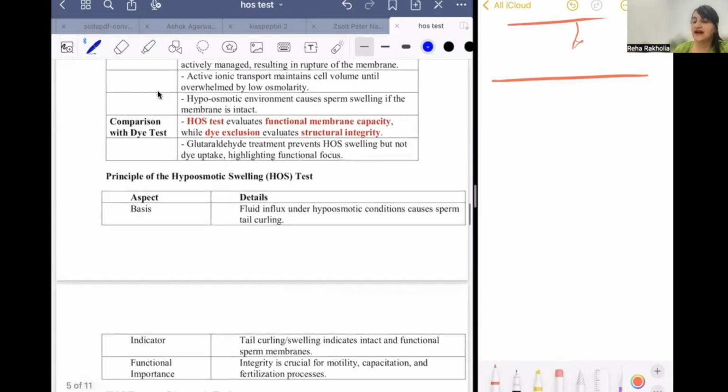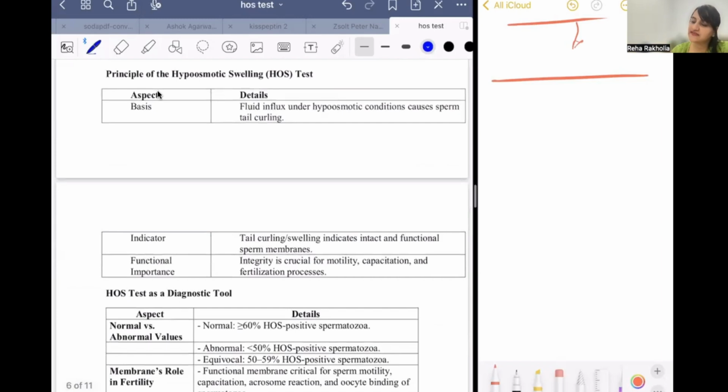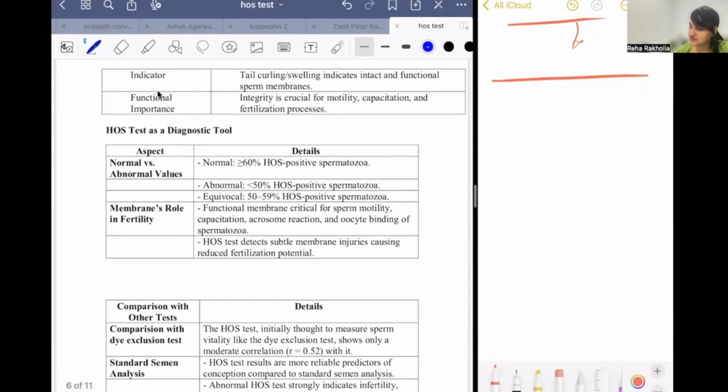Now, comparison with the dye test: the HOS test is for functional capacity and the dye test is for structural integrity. Okay, HOS tells about the functioning of the sperm membrane. Principle of the HOS test: the basis of the test is that water enters the sperm under hypoosmotic condition, causing the tail to swell or curl. Now, importance is it tells about the functional membrane integrity, which is crucial for sperm motility, capacitation, and fertilization. Capacitation means getting sperm ready to fertilize.